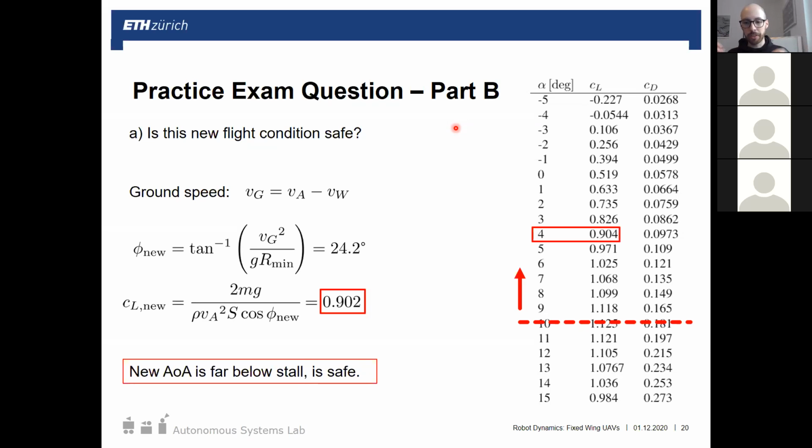So again, there's a distinction here. Headwind, in this lecture, we define as a velocity, not as a force. So it will not decrease the airspeed. It's only decreasing the ground speed.